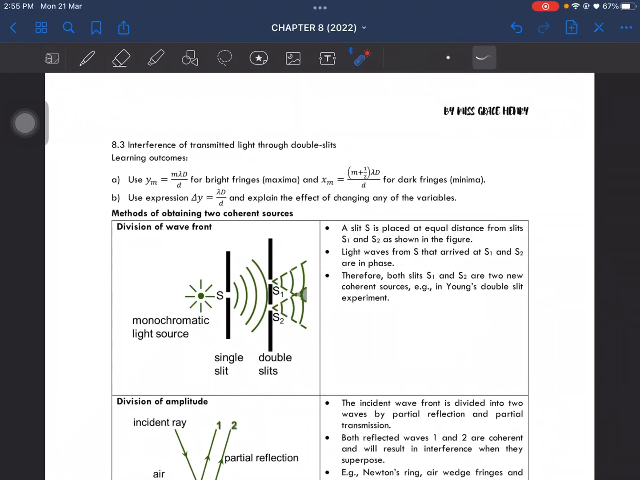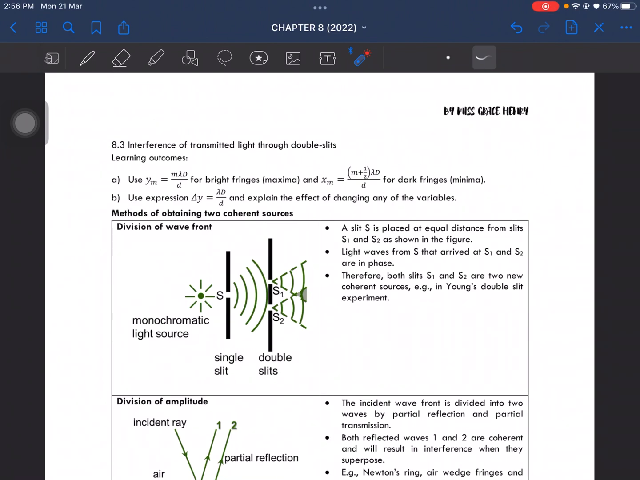Subtopic number 3. This is for interference of transmitted light through a double slit. In this subtopic, you have to be able to use this equation for bright fringes and this equation for dark fringes. You also have to be able to use this expression and explain the effect of changing any of these variables.